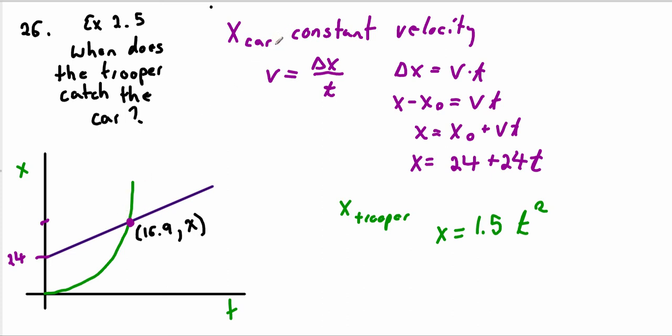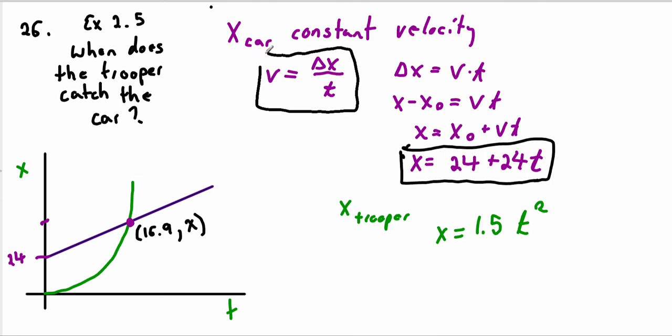So we got x of the car. So we have a car chase where we have a car and a trooper chasing that car, and the trooper has an acceleration. So if you look at the problem, it gives you the two equations. So it gives you this equation, and up above I show you how they got this equation. Since it's a constant velocity, you can just use this constant velocity equation where v is equal to the change in my displacement over time. And I rearrange for delta x.